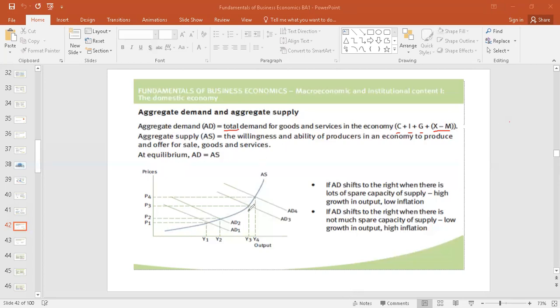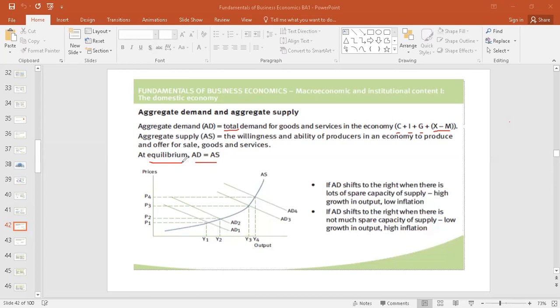So we've always seen that the equilibrium price is where the supply curve and the demand curve meet. Now here we are talking about aggregate demand and aggregate supply. When aggregate demand and aggregate supply meet each other, that is the point where the price would be the optimum, the appropriate one. So that is where the price equilibrium happens here.